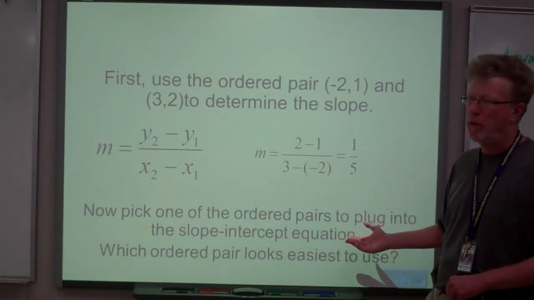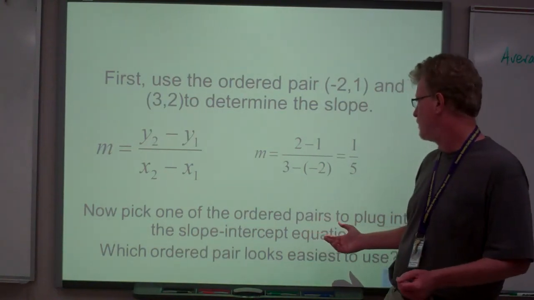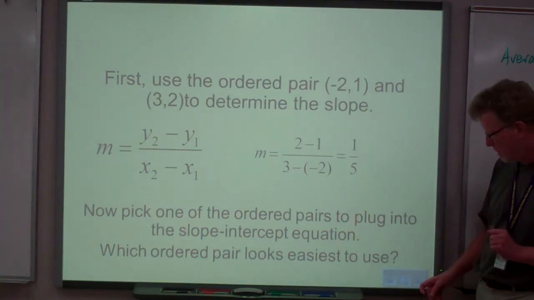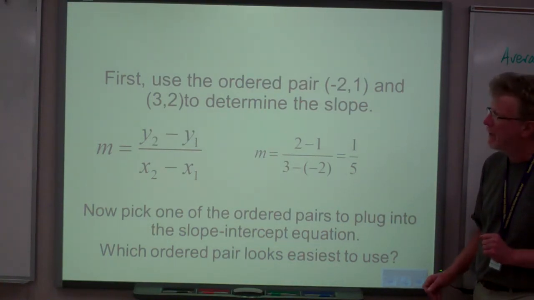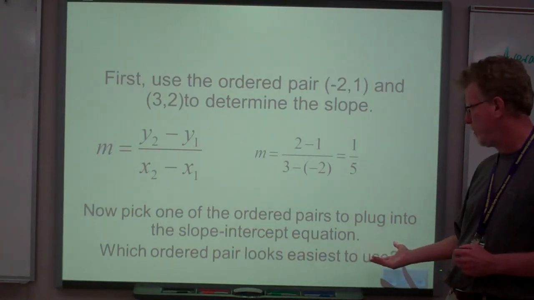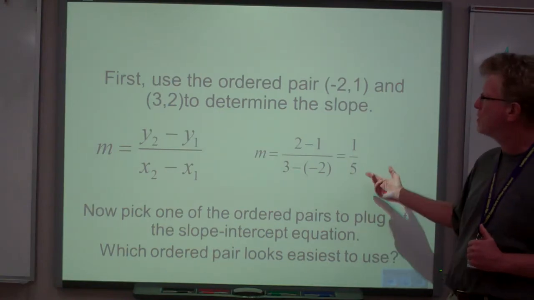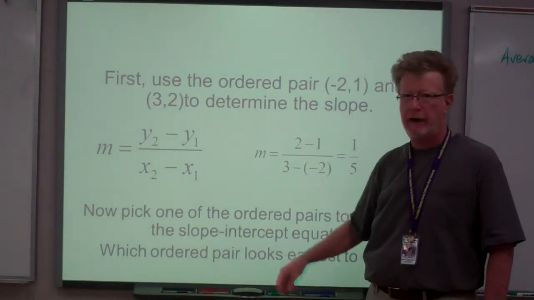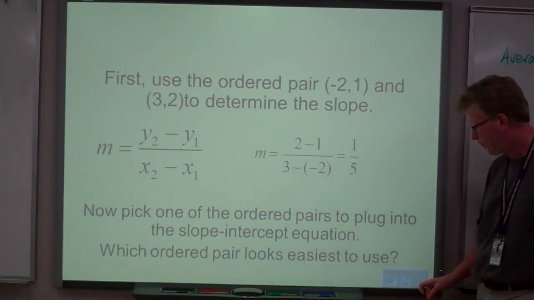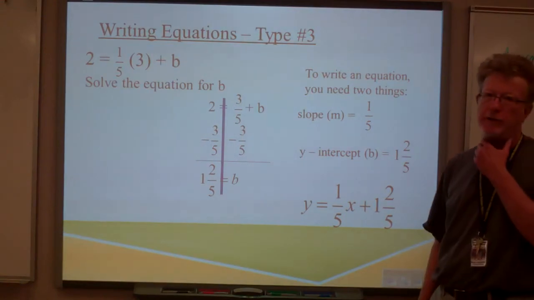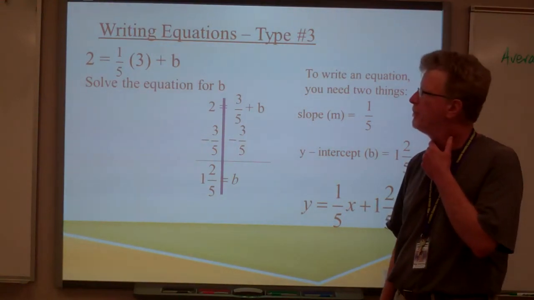Now this becomes a problem like the type 2, because now we have a slope and we can pick either ordered pair to plug in and solve for b. Now, I don't know which ordered pair you would like to choose. Think about which one would be easier to use, -2 and 1 or 3 and 2. Now I chose 3 and 2 because there's no negative number.